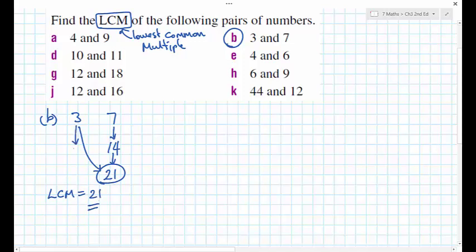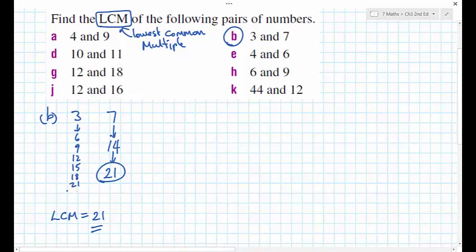Because I know that if I did the same thing down here, I would end up with 6, then 9, then 12, then 15, then 18, then 21. And so I know that the lowest common multiple is 21, because 14 doesn't occur in here at all on our way down. So I don't need to list out all of these multiples, but you can if it's going to help.